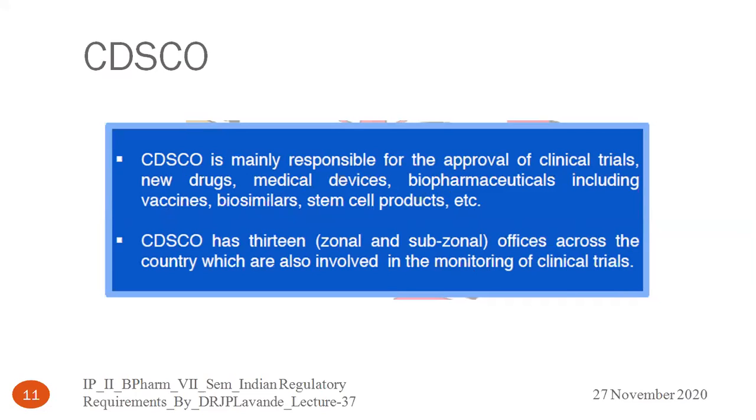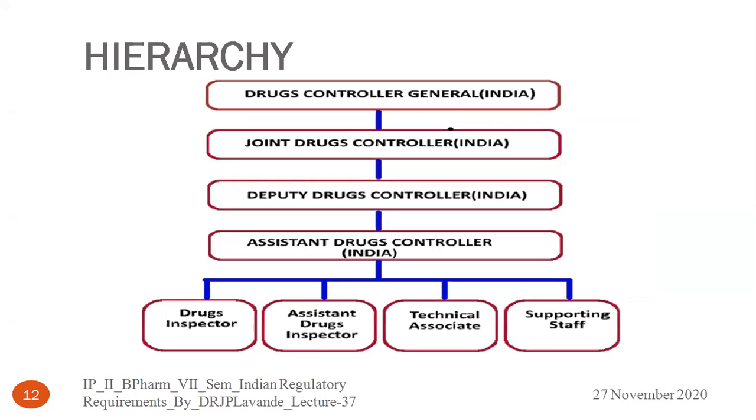These 13 offices include some zonal offices and some sub-zonal offices across the country, across India. These are also involved in the monitoring of the clinical trials. So all the affairs associated with new drugs and clinical trials are related to the CDSCO through these zonal and sub-zonal offices.